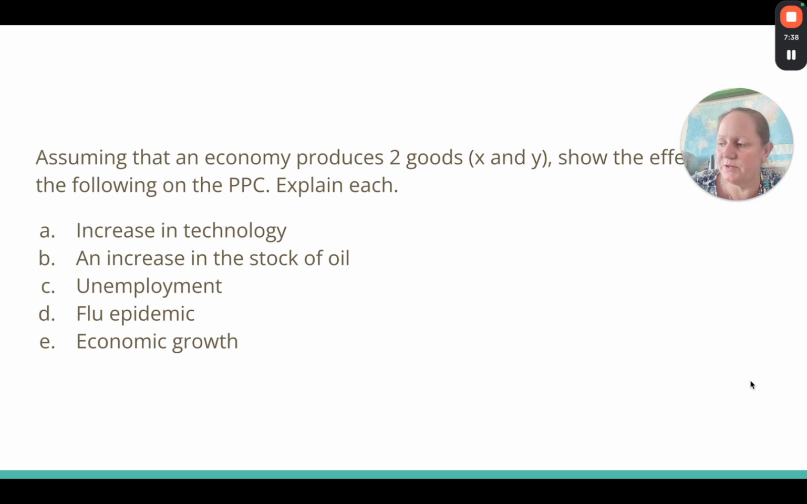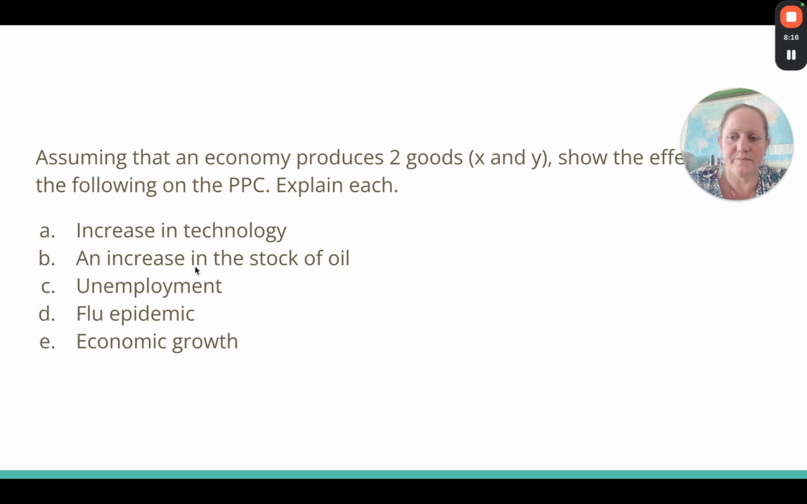Assuming that an economy produces these 2 goods, you're going to show the effect on each PPC. With an increase in technology, or an increase in the stock of oil, or economic growth, that's A, B, and E, you would see a shift outward of the PPC. This is because technology would increase your capability of producing. It gives you tractors or tools to be able to produce. Oil is really important because it's in every single good in the economy, and in transportation costs.